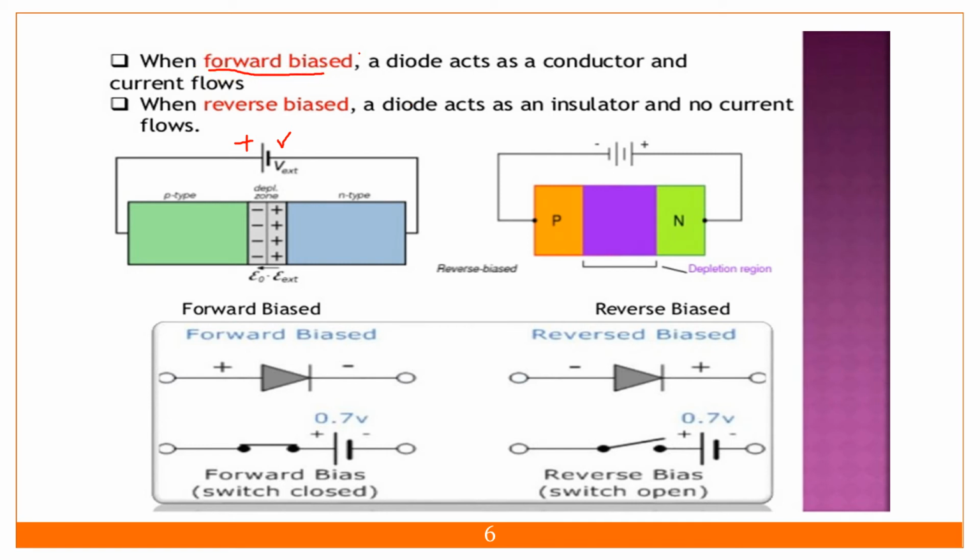The term bias means giving an external supply. So what will happen with the diode if you do that? In this configuration the diode will act as a conductor and current flows. And if I connect in reverse bias, that is the p-type material to the negative terminal and the positive terminal to the n-type material, the diode will act as an insulator and no current will flow.